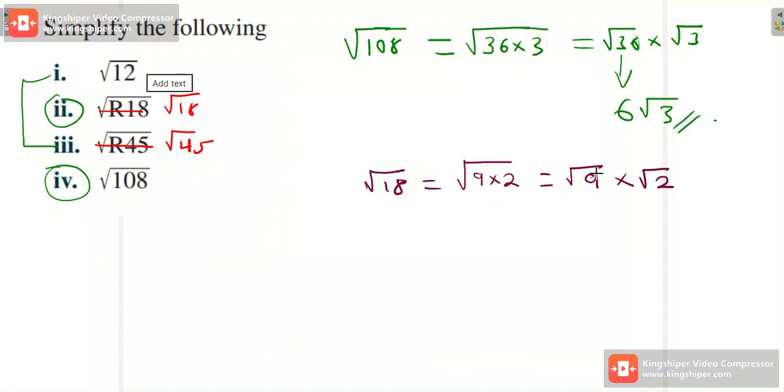This root of 9 is a perfect square and its value is 3, because 3 times 3 will give you 9, or 3 squared is 9, and the square will cancel the square root, so you'll be left with 3. Then times the root of 2. The final answer is 3 root of 2. That is the simplified form of root of 18. Now take your time and work on this and this.